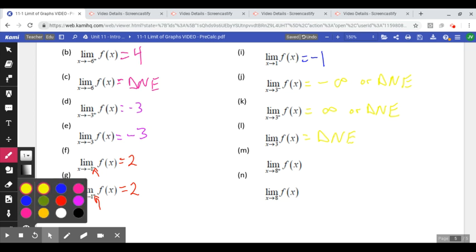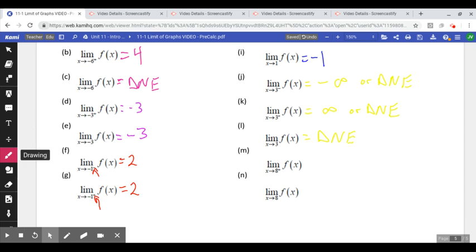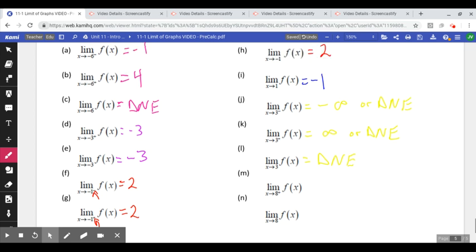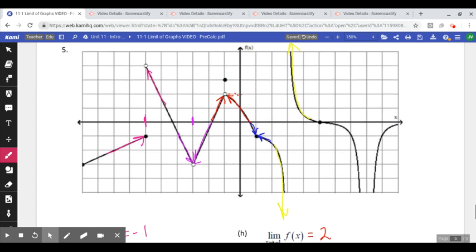And we'll try a different color here as well. Maybe we'll switch to green. Hopefully you can see the yellow. And now we're investigating the limit as x approaches 8 from the right. That's part M. And then the limit as x approaches 8 from both sides. That's part N. So let's go to 8 here, and we'll try to figure out where that is. I think 8 is going to be about right here.